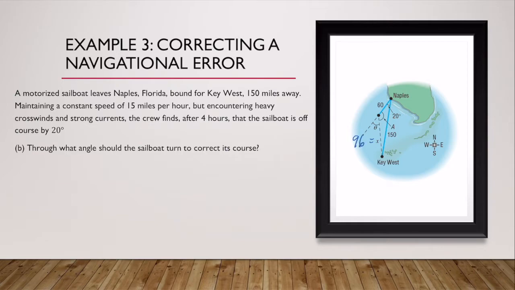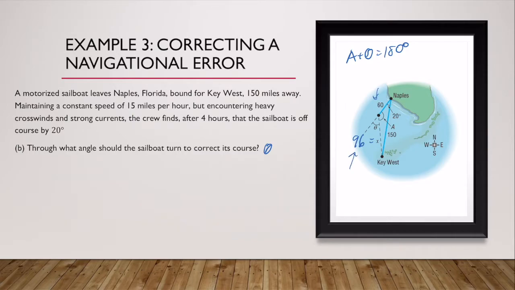Now we need to figure out what angle the sailboat should turn to correct its course. That is going to be theta. But we can't solve for theta directly. We can solve for A, and then we know that A plus theta is 180 degrees. So let's go ahead and solve for A, because we know it's opposite the two sides that contain it.